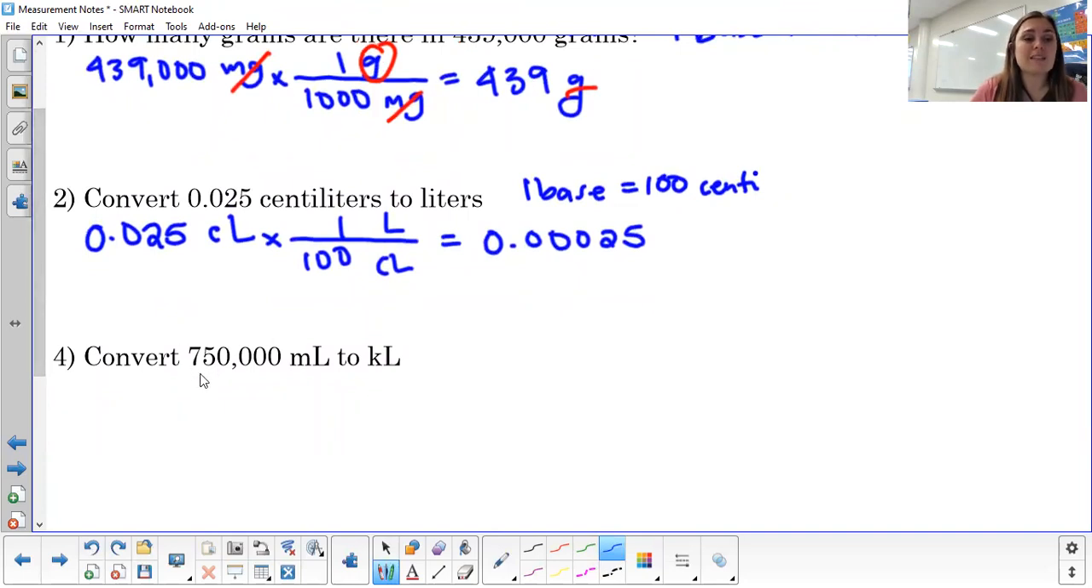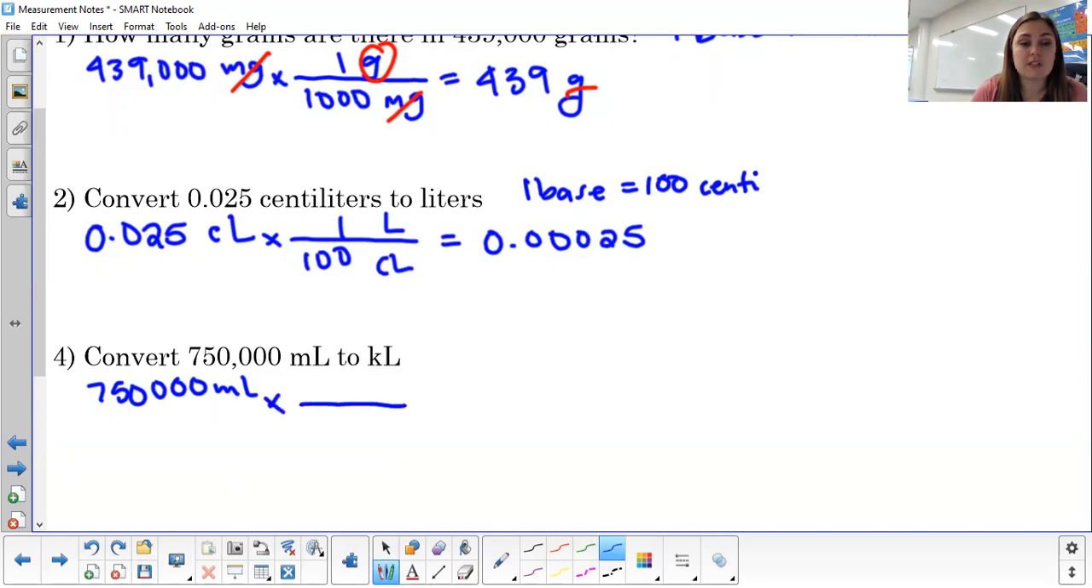All right, so we've got 750,000 milliliters, and I want to get that to kiloliters. If you look on the blue bookmark, there's nothing that goes straight from milli to kilo. But that doesn't mean we can't do this. We can do a couple steps. We can do 2 steps because we can go from milli to the base and then base to kilo. So this is going to be a 2-step problem.